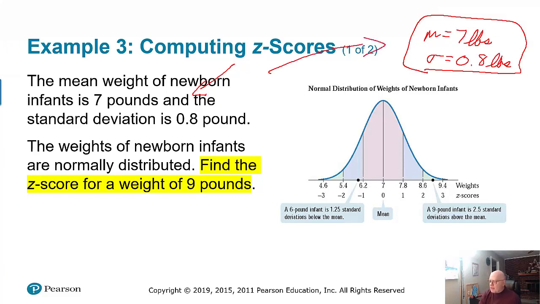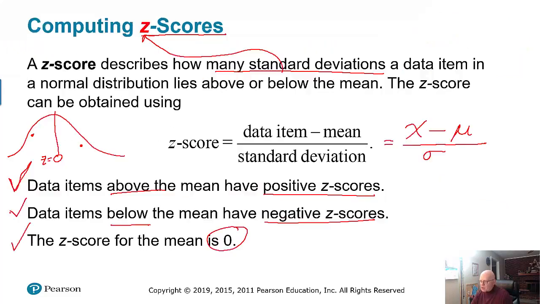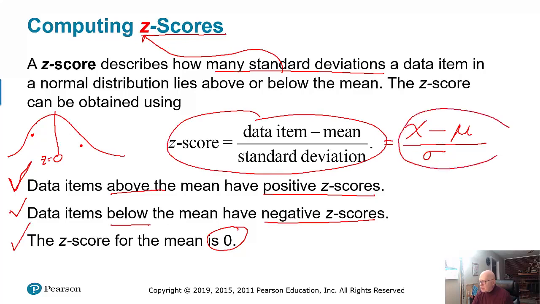Now it says the weights are normally distributed. That means we know a lot about them already. You want to find the z-score for a weight of 9 pounds. Well, first of all, that's above 7 pounds, so it's going to have a positive z-score. Positive. Now, how do we calculate it? Let's sneak back here a second. This is how you calculate it. I prefer to remember this one.